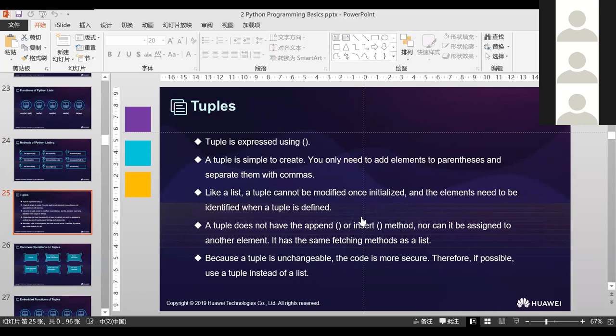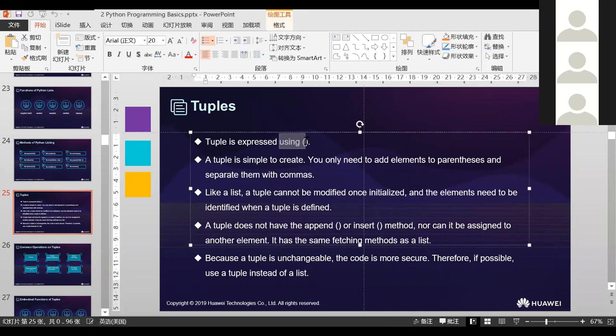So next we're going to talk about tuples. And tuples are very similar to lists, and we define tuples using expressions like this. It is very simple to create, and the significant difference between tuples and lists is that a tuple cannot be modified once it is defined. So it's unchangeable. We cannot change the value of elements in the tuples. So there are no methods like append, insert, or remove. It cannot be changed once a tuple is defined. So it's unchangeable, and it will be more secure compared to list. So if possible, we will use tuples rather than lists.